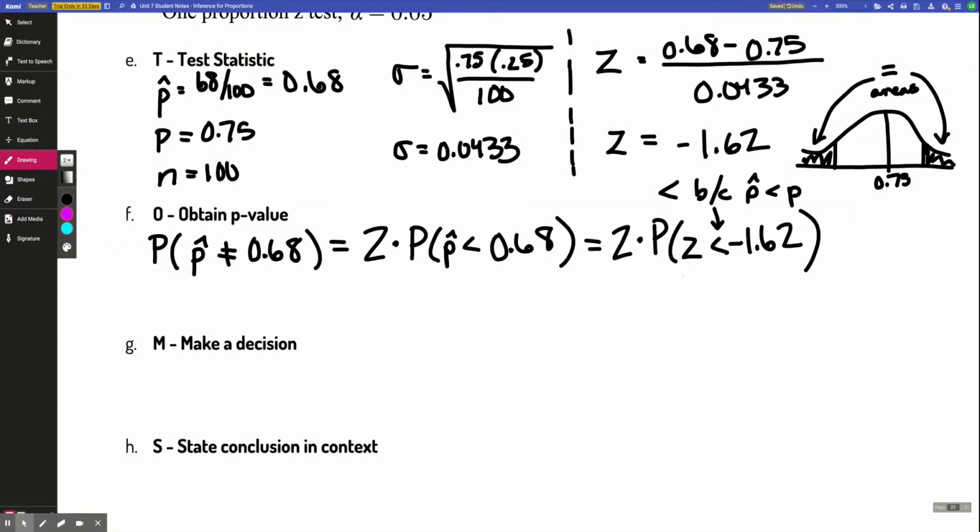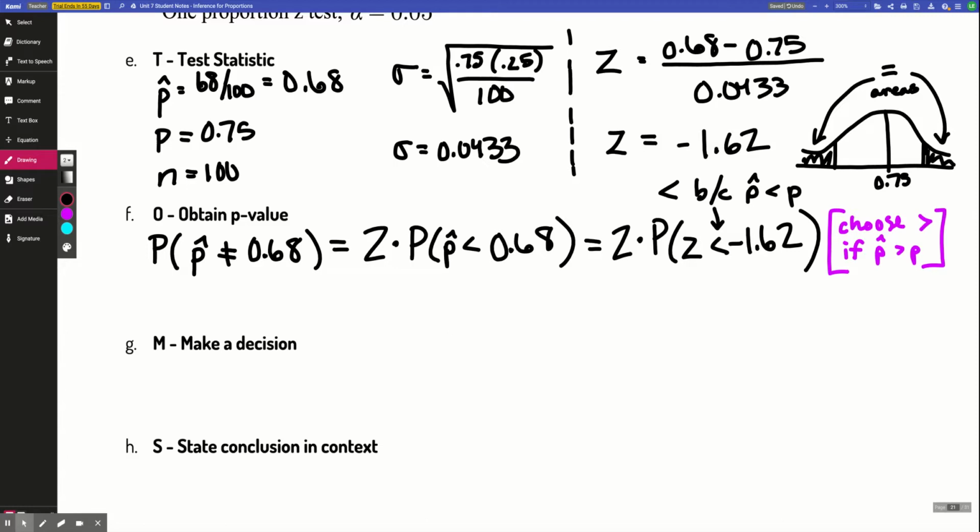You should choose the greater than if p hat is greater than p, just to make your life a little bit easier. Regardless, you're still going to multiply by 2. That part doesn't change.